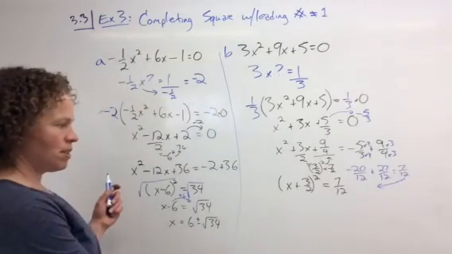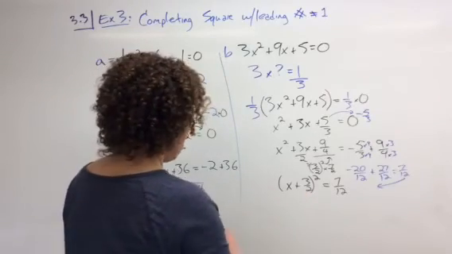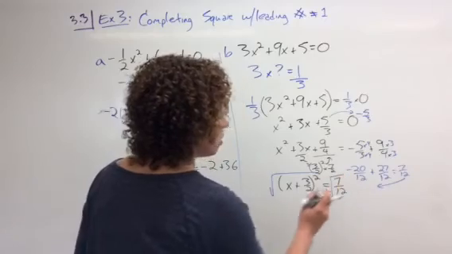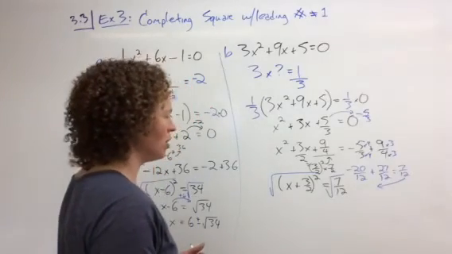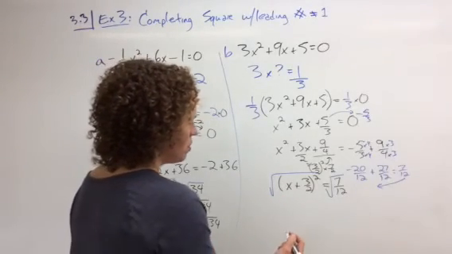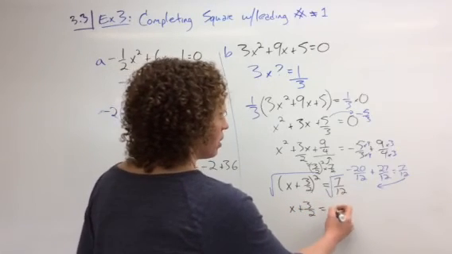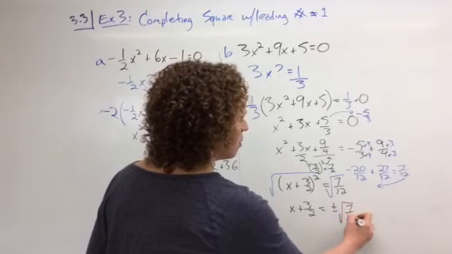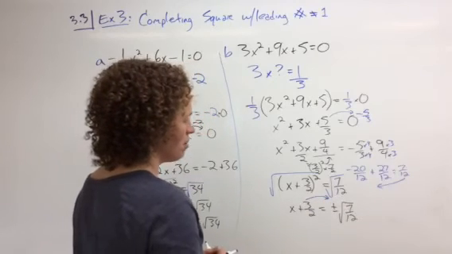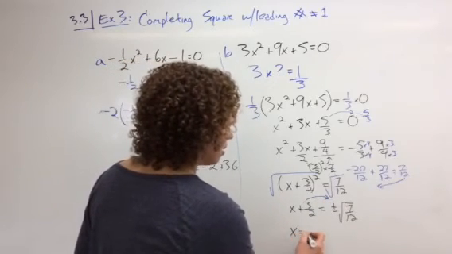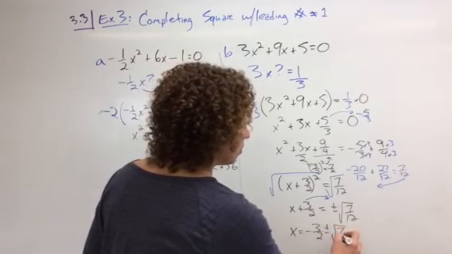Now I follow the same steps I did here. Take the square root of each thing. Don't worry that it looks complicated. You're following the same steps. You're not going to have to worry about it too much. It's just going to follow the pattern. So this becomes x plus 3/2. This becomes the positive or negative square root of 7/12. And then I just move my 3/2 to that side. It becomes a negative. So I'm left with x equals negative 3/2 plus or minus the square root of 7/12.